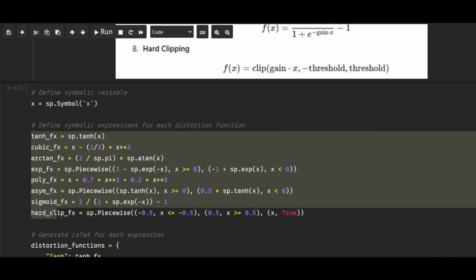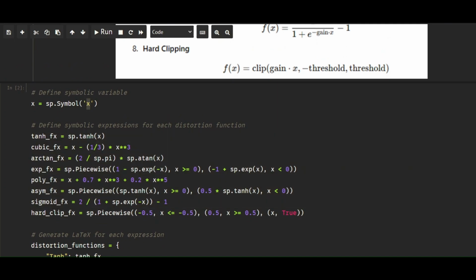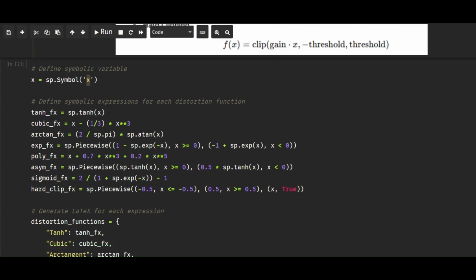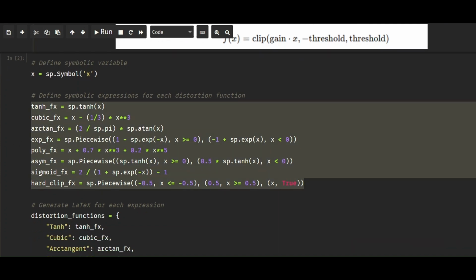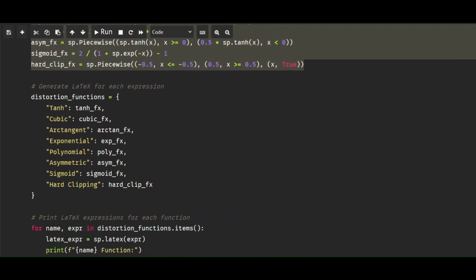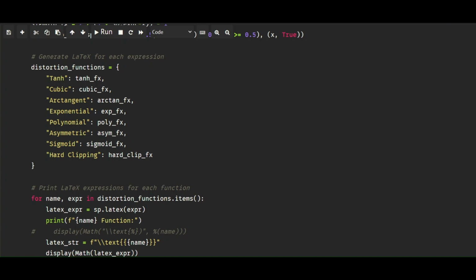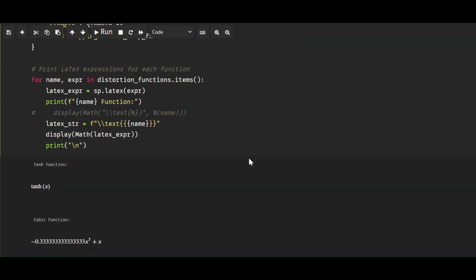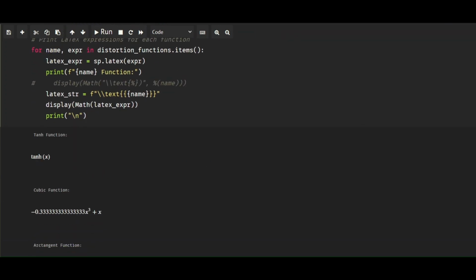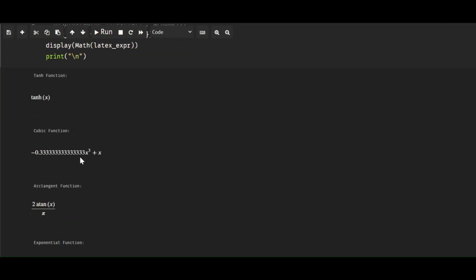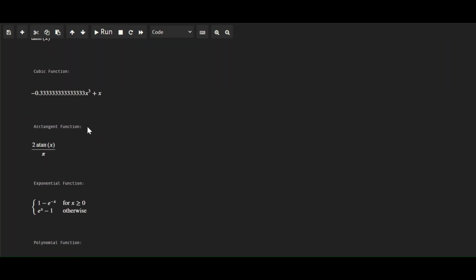So here are those 8. I've defined a variable called x, and this x is going to get fed into all these functions. And so here's the list of all those 8. And then I'm going to generate a formula for all of them. So let me just run this code. All right, so first is my hyperbolic tan x. Then is my cubic function, which is 1 by 3 x cubed plus x, which is correctly captured. Then I have arctangent, which is nothing but tan inverse function, which is 2 arctan x divided by pi.